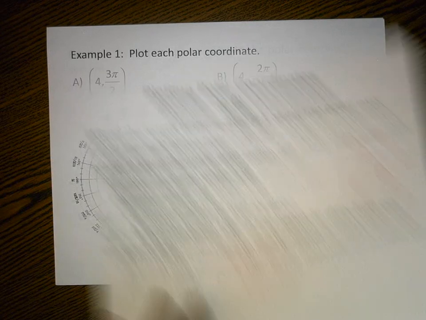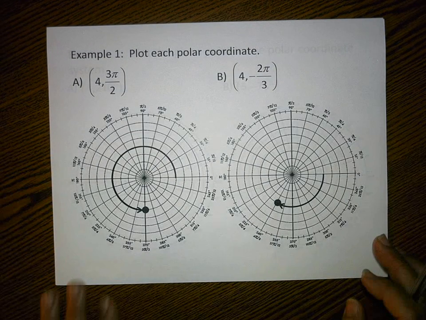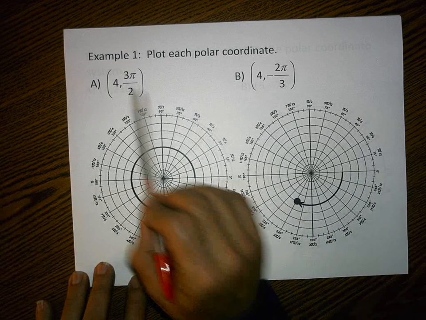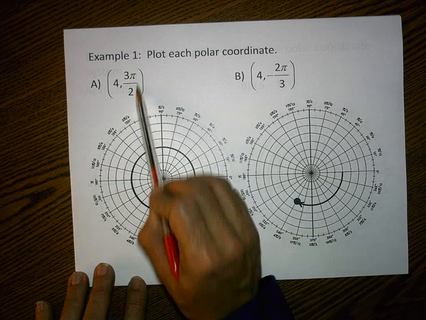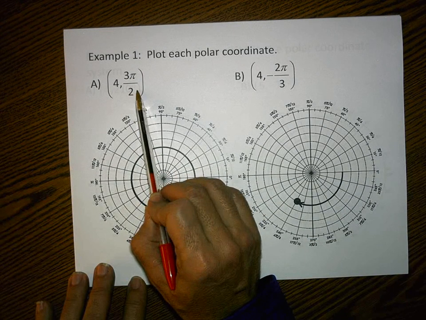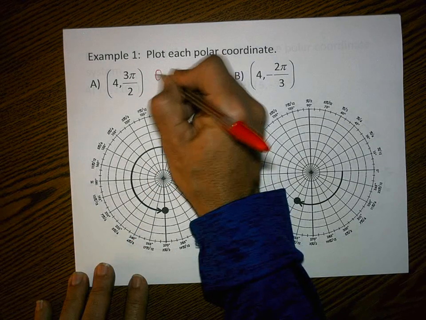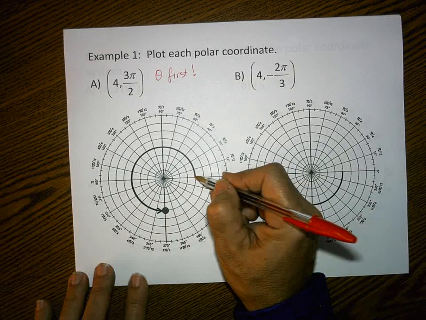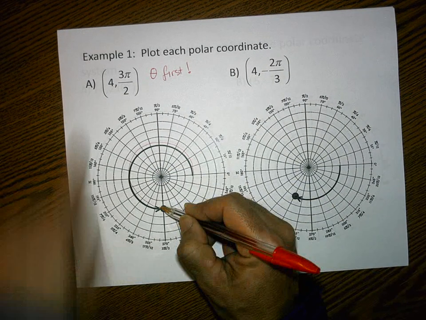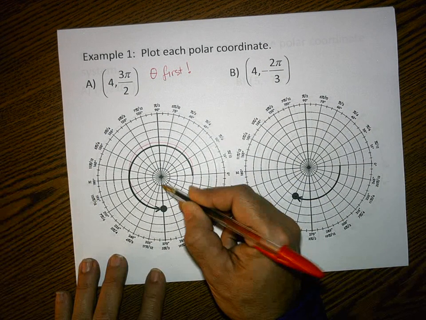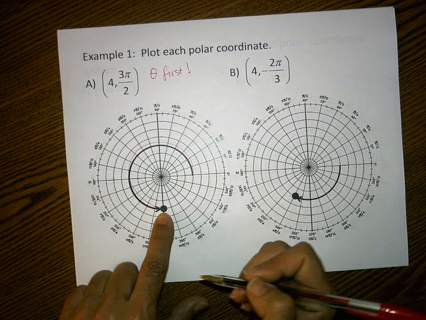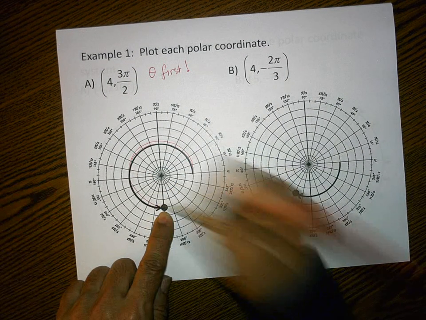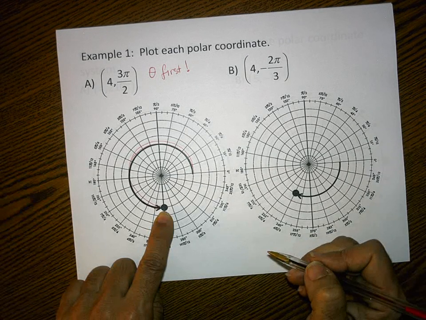Let's practice with values. Here we go. So here is example 1, plot each coordinate. If I give you 4 comma 3 pi over 2, I would like to look at theta first. Always do theta first. Go to 3 pi over 2 first, then count the radius of 4. 1, 2, 3, 4, there's your point. You must show that you went the angle of 3 pi over 2.